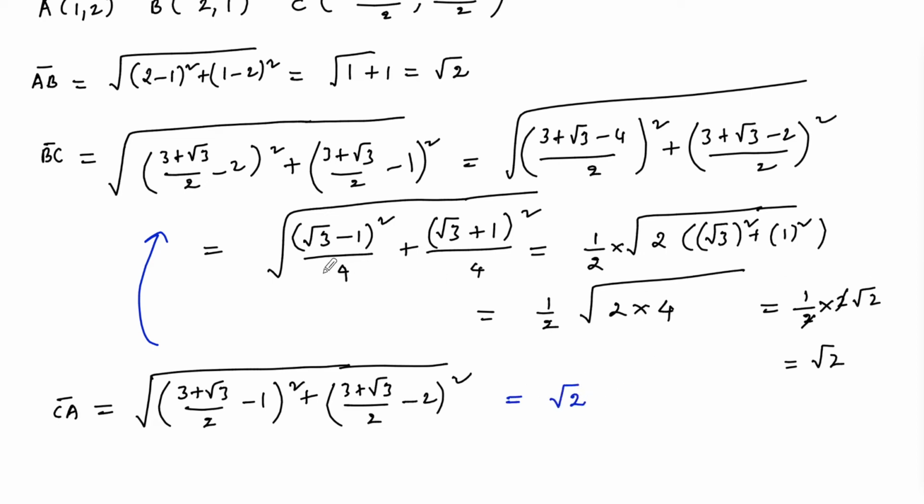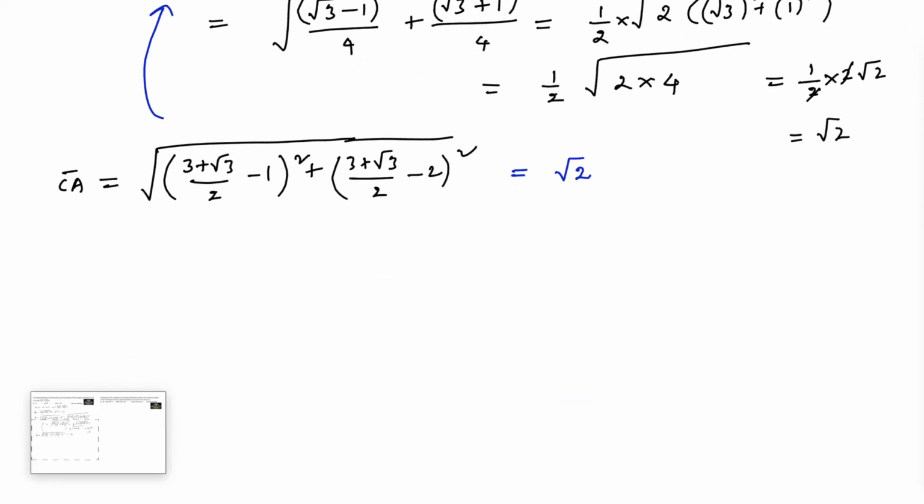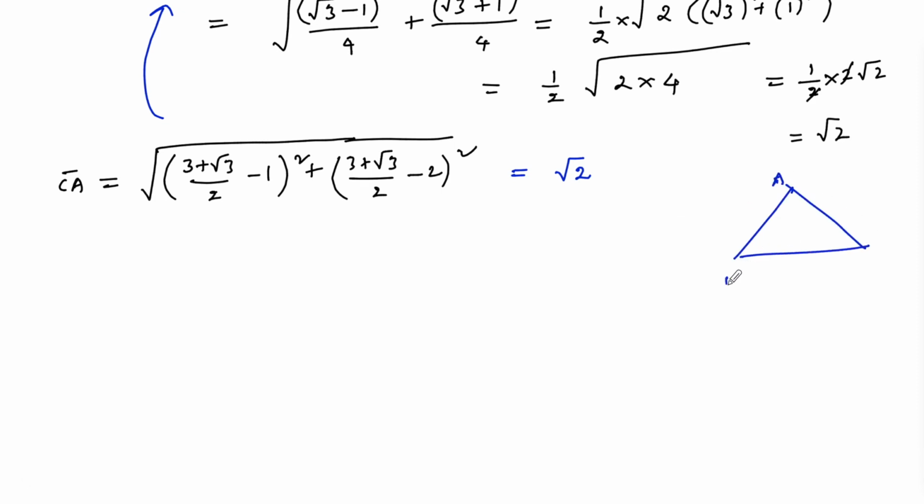So we can observe that AB, BC and CA of the triangle are equal. The distances of the sides AB, BC, CA are equal, so we can say that this triangle is an equilateral triangle. Hence triangle ABC is an equilateral triangle.